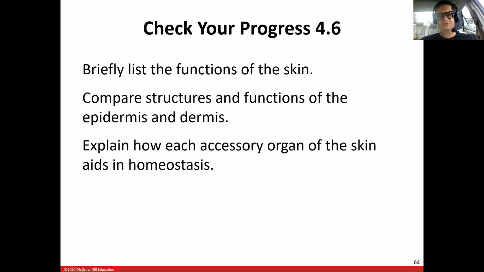The epidermis means, epi means above, so above the dermis. This is the outermost layer of the skin. This is where you have all that stratified squamous that is abrasion resistant that we were talking about before.